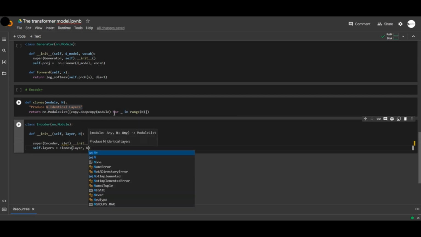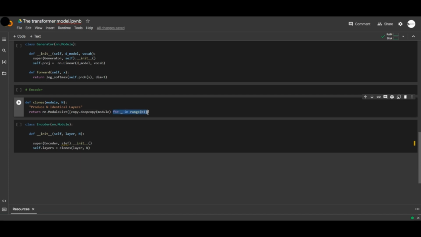So for that number of layers, let's say for instance it's 6, it's going to copy this layer 6 times. That's why we pass in the layer and call this layers, and that's why we return. Okay, so that's what it is.